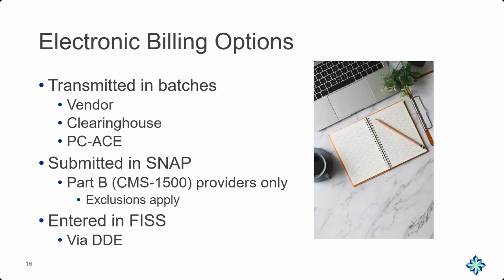For our Part B providers, our institutional providers that bill on the UB-04, you can't bill your claims in the provider portal. You are permitted to key your claims to Medicare with direct data entry or DDE, and then those claims will go directly into the fiscal intermediary standard system known as FIS. So that last bullet states entered into FIS via direct data entry. So those are your options that you have for electronic billing.